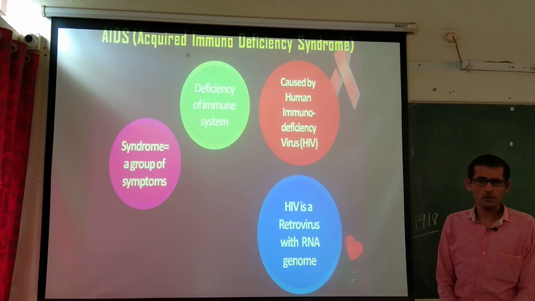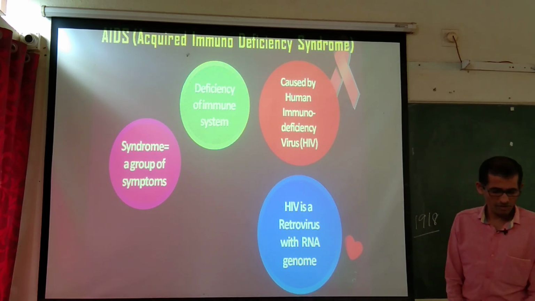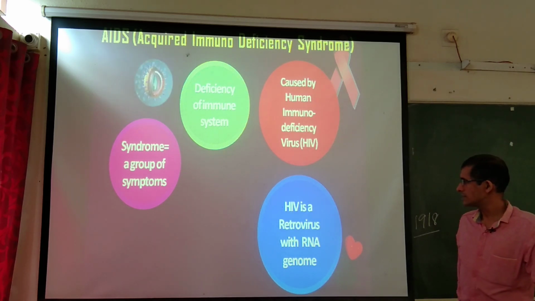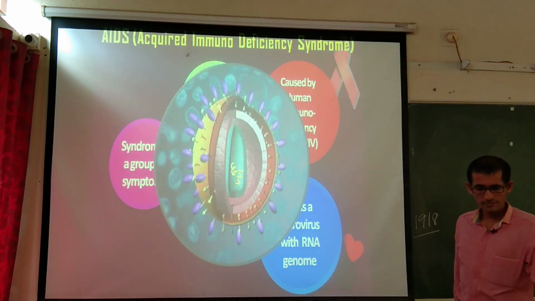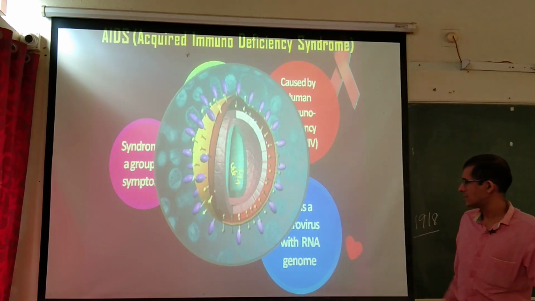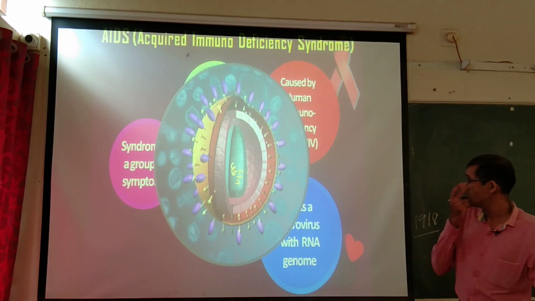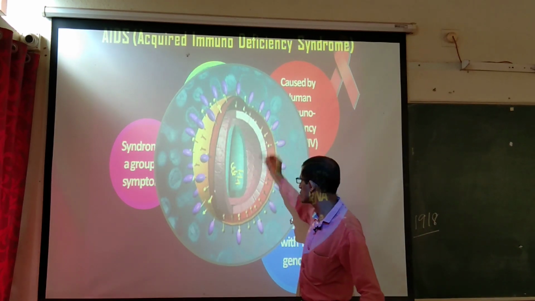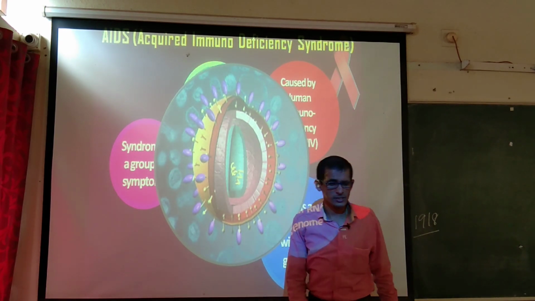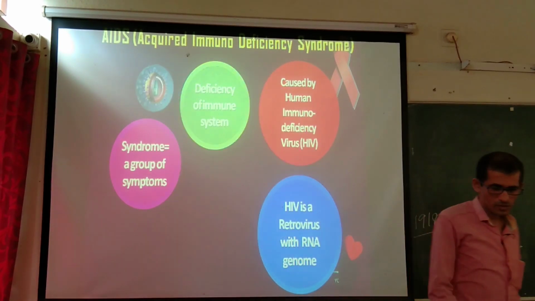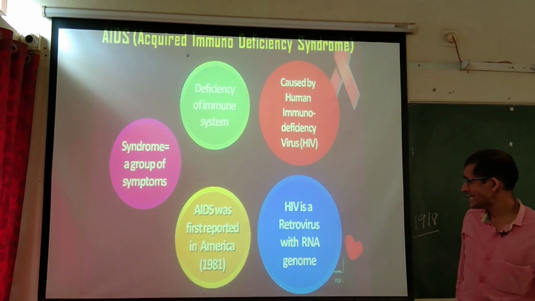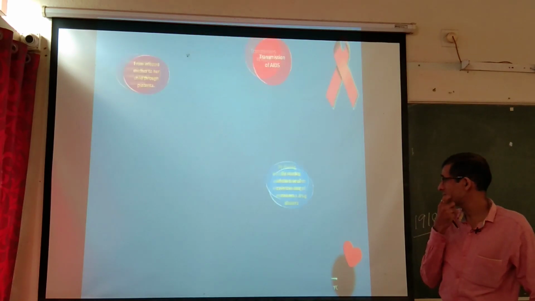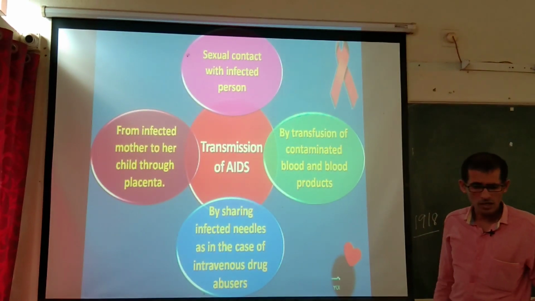It is a retrovirus. Retrovirus refers to the reverse transcriptase phenomenon, and from RNA, DNA is produced. This is the genetic representation or cell representation of HIV. It has the core protein on the outer side, the coat, and on the inner side the genetic material. AIDS was first reported in America in 1981. HIV was first reported in America in 1981.